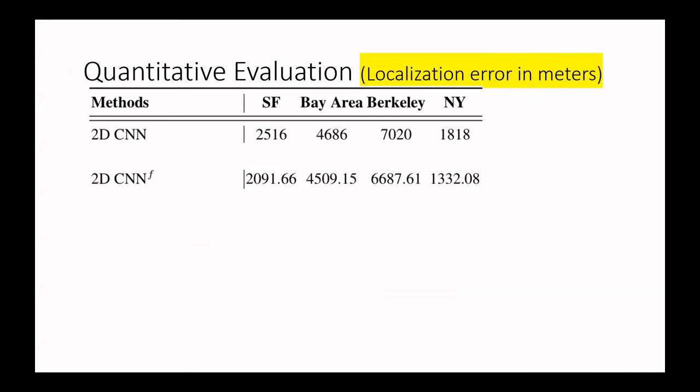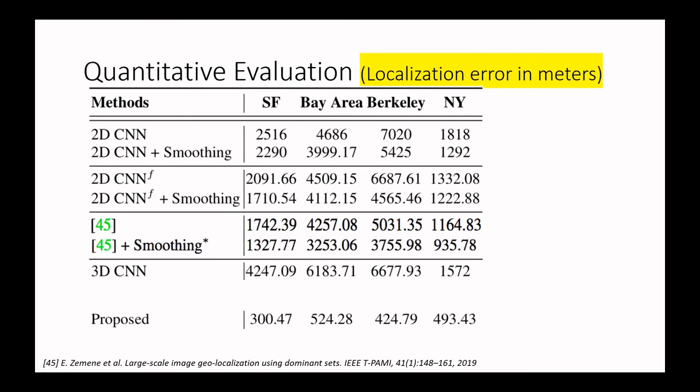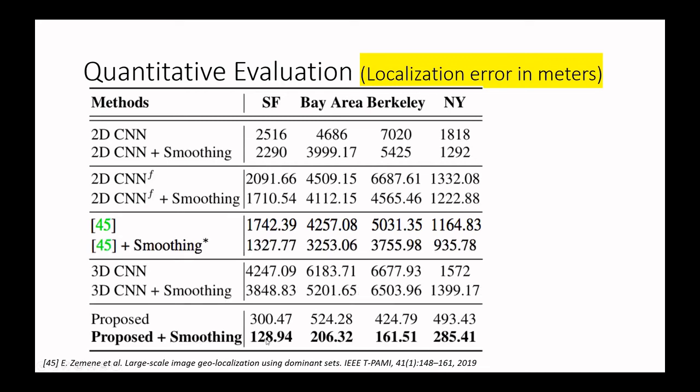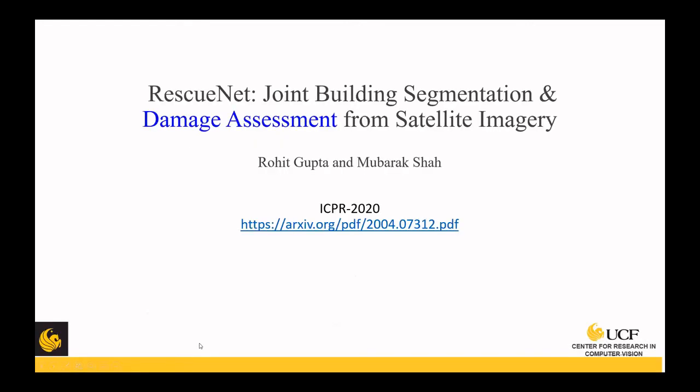So the main thing is to look at how much error we have in geolocalization. So there are these San Francisco, Bay Area, Berkeley, and New York. And in this one, we can do up to within 128 meters, which is pretty good using this method. So that was the geolocalization. Again, I'm going very quickly just to give you a sense. I don't have time to go through in detail, but if you're interested in any one of those, you can just look at the paper, look at the YouTube video, and so on.